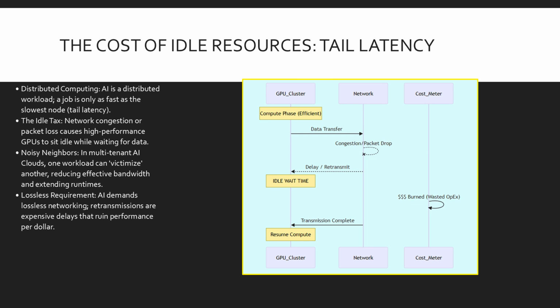This sequence diagram illustrates the idle tax. Initially, the GPU cluster is computing efficiently. However, during data transfer, the network experiences congestion or a drop. This forces a delay or retransmission. Notice the block labeled idle wait time. During this phase, the cost meter continues to run. You are burning OpEx and electricity without generating value. Only after the network recovers does compute resume, highlighting how network quality directly dictates financial efficiency.